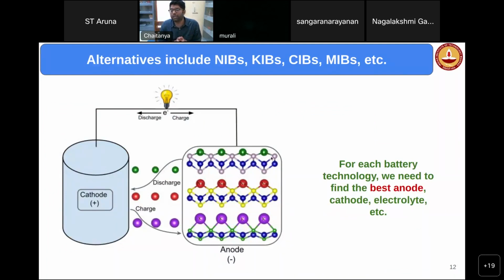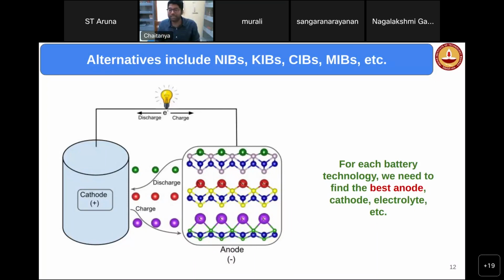The important point that we need to understand is that for each of these battery technologies, the anode we have used, for example graphite in the case of lithium-ion batteries, cannot be used in the same way. Most of the time, the same anode, same cathode, same electrolyte will not work. So we need to again find the best anode, the best cathode, and the best electrolyte for each of these battery technologies in order to get the best performance of a battery. Here, when we say best performance, it could be about power density, charge density, and various other things. So all of these things should be in our mind when we are preparing a new battery technology.